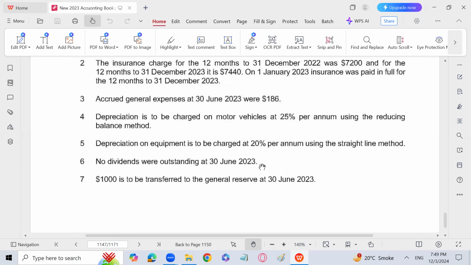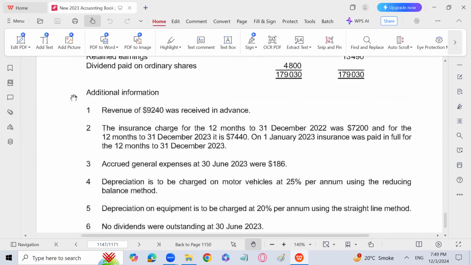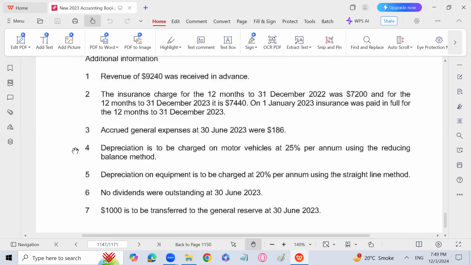No dividend were outstanding. 1,000 is to be transferred to general reserve. That will be subtracted from retained earnings and will be added in general reserve in the statement of changes in equity. So this is going to be the question. Now let's discuss point number 2.